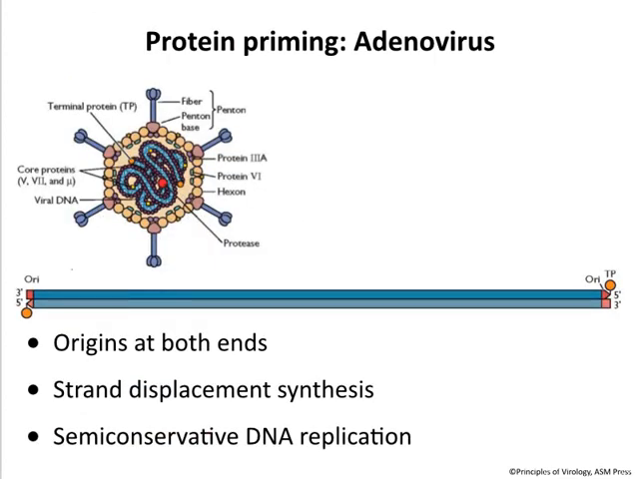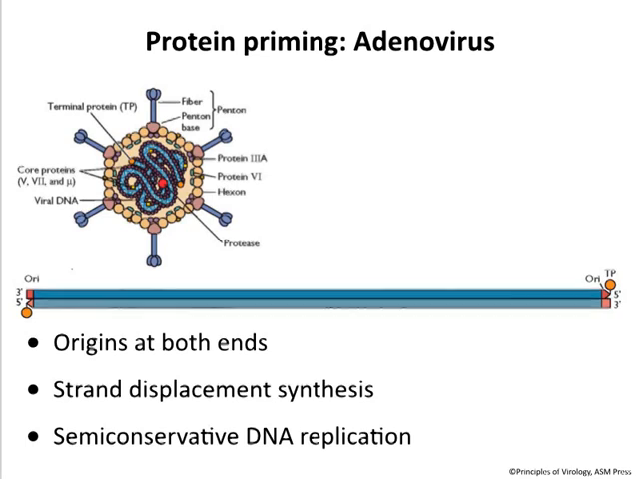Okay, so let's move to a double-stranded DNA genome. Adenovirus is slightly bigger now than what we've been talking about. You remember adenovirus is this unusual icosahedral particle with the fibers at each five-fold axis. The long double-stranded DNA is packaged inside. There's an origin at either end.